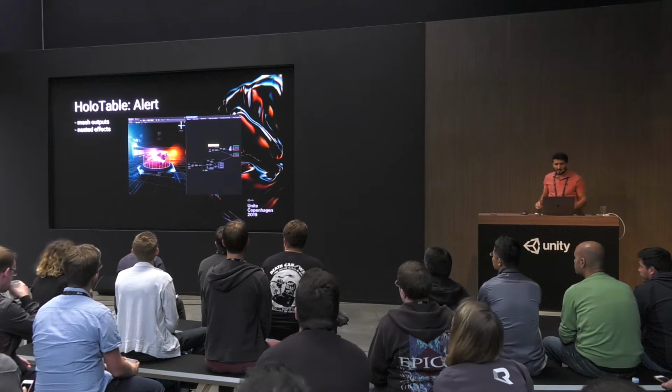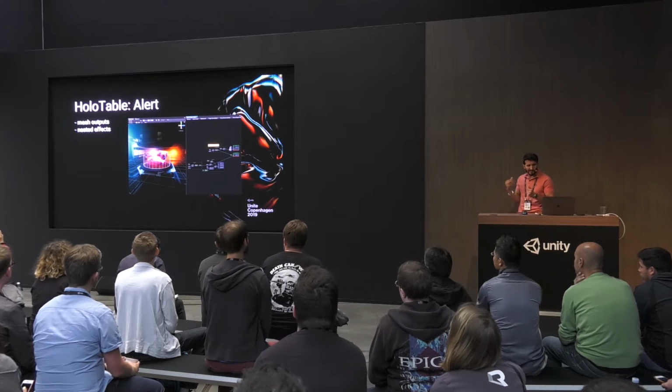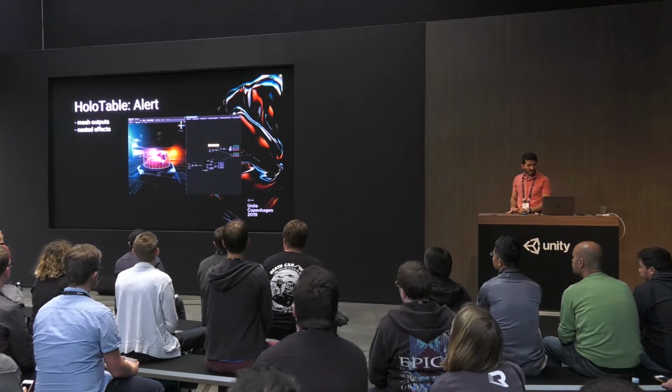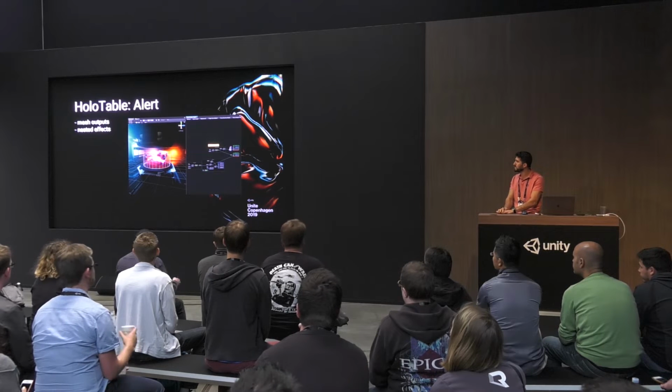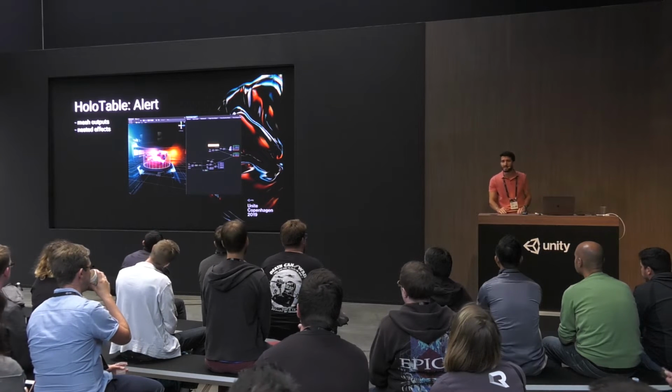And then the same effect transitions to this alert effect. On it, I'd like to discuss mesh outputs and how to use nested effects, because from 19.2, we added subgraphs within the visual effects graph.